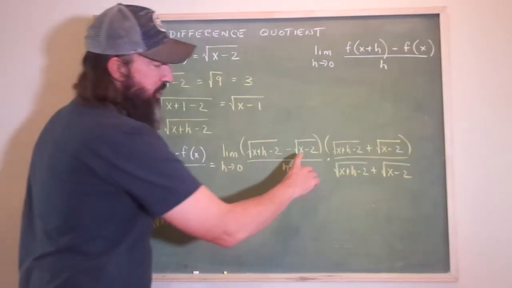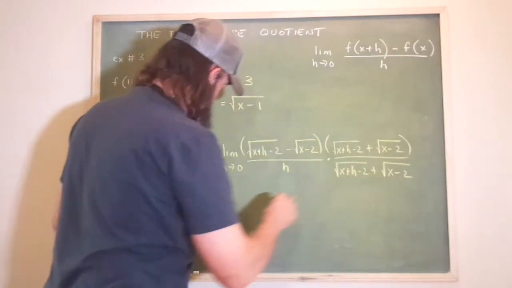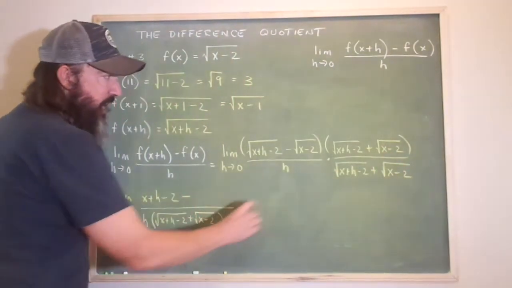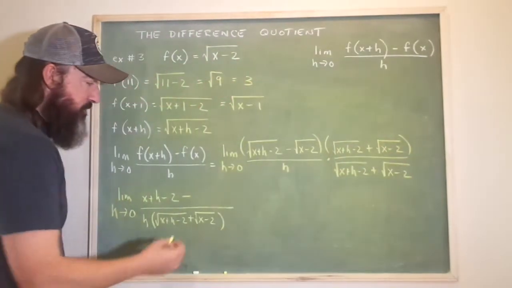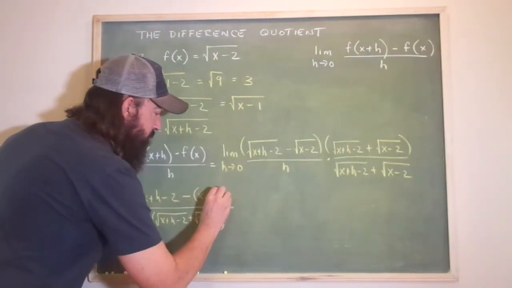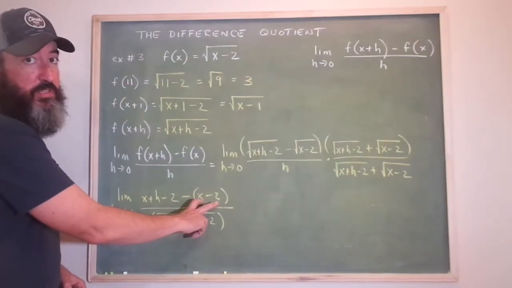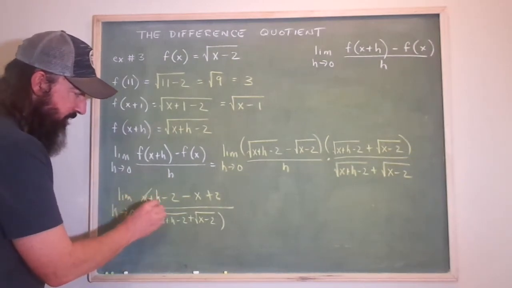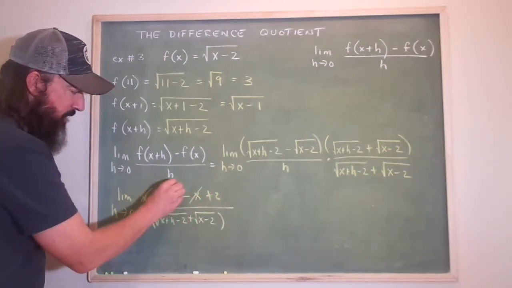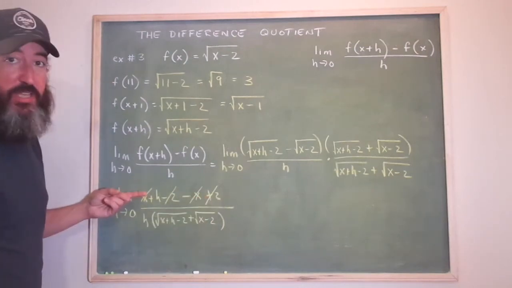Then I just need to multiply negative radical x minus 2 times positive radical x minus 2. Well, of course, a negative times a positive is negative, and radical x minus 2 times radical x minus 2 is x minus 2, but I'm going to put that in parentheses. Let me distribute this negative to both of these terms. And now watch what cancels out on the top. My positive x cancels out with my negative x, my negative 2 cancels out with my positive 2, and I'm left with just that h.